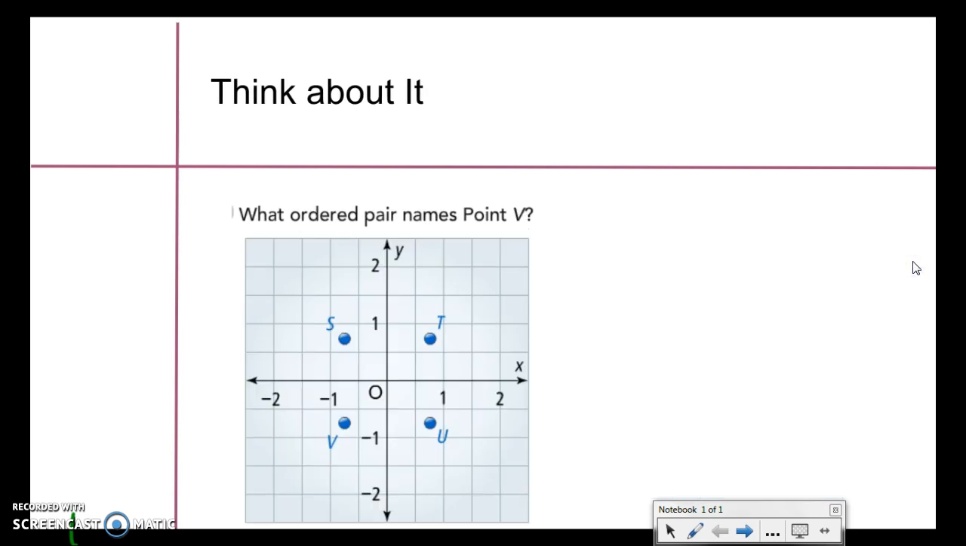Alright, what ordered pair names point V? So, again, we're going to go ahead and do this one together. I'm going to create my ordered pair. And I see that it's in quadrant 3. And we know that quadrant 3 is going to be negative, negative. So I have a negative x coordinate and a negative y coordinate.